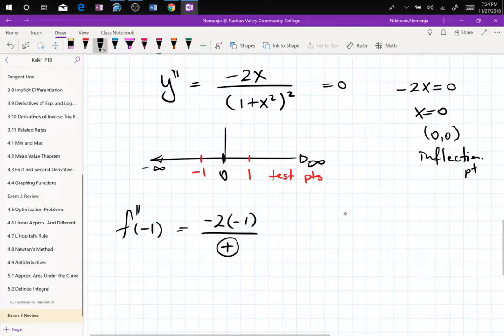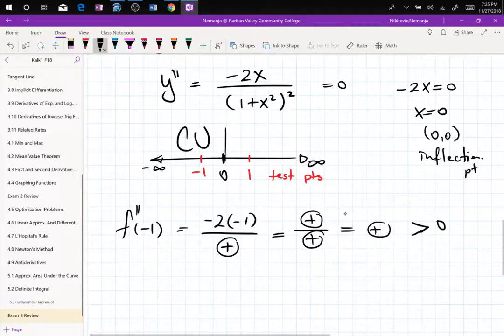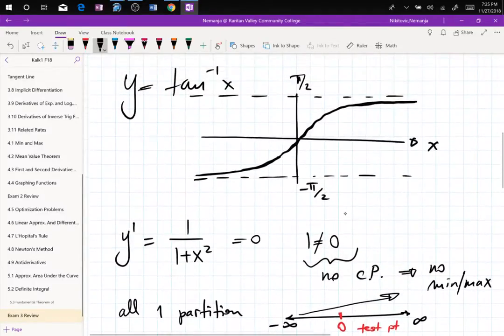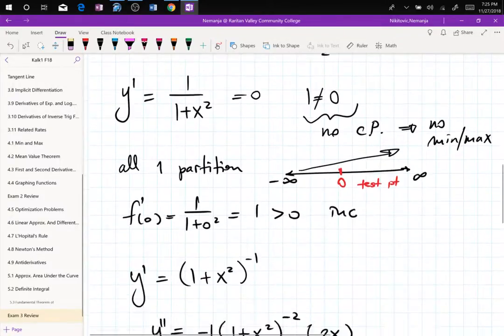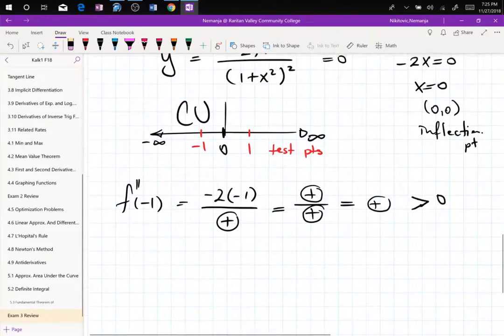I don't even care what it is. I have the denominator squared, and if the denominator is squared, it's going to give me a positive value. So now negative times negative is a positive. Positive divided by a positive is positive, which is bigger than 0. So concave up. Hey, we know it's concave up. Look at it. Concave up. Right? Wouldn't you agree? Yeah, concave up, right? The second one better be concave down. And it is.